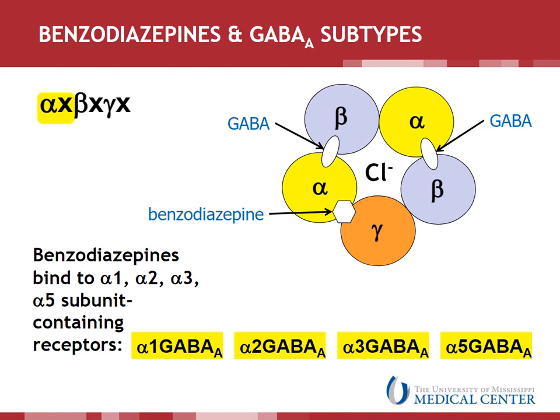So conventional benzodiazepines like alprazolam or diazepam are non-selective, meaning that they bind to all of these 4 subtypes of GABAA receptors. And this, as you can see on the slide, is a different view of the GABAA receptor, looking at it from above. And you can see the GABA binding site between the alpha and the beta subunits, and the benzodiazepine binding site between the alpha and the gamma subunits.